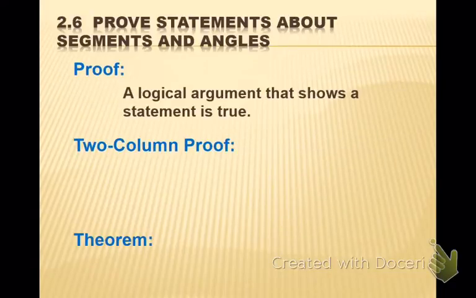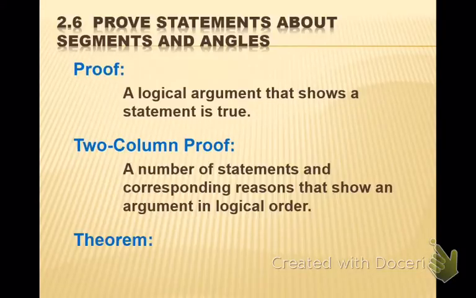Okay, so first things first, what is a proof? A proof is a logical argument that shows a statement is true. Okay, and this can be done a lot of different ways. We're going to talk about a two-column proof. A two-column proof is called that because it has two columns. There's a column for statements and a column for reasons.